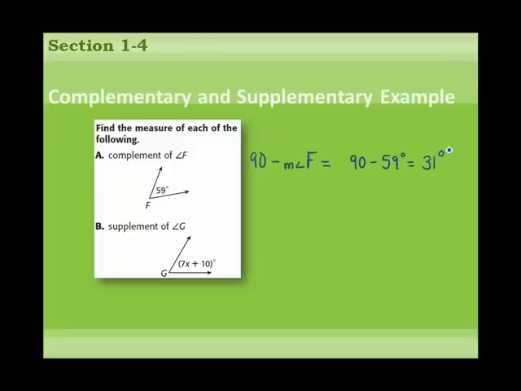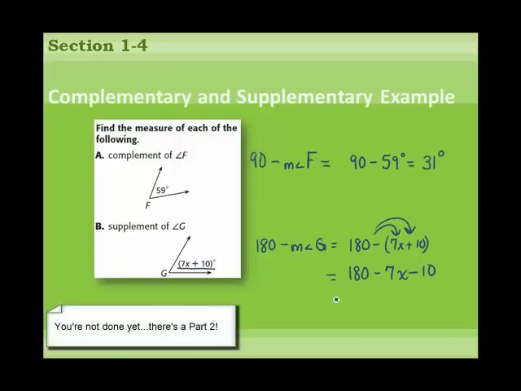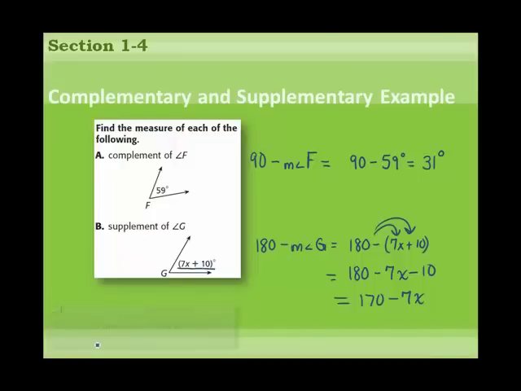If we wanted the supplement of angle G, they didn't give us a measure for angle G. They gave us 7x plus 10. So the supplement would be 180 minus the measure of angle G, which would be 180 minus this 7x plus 10, and we actually end up with an expression. 180 minus 7x, if we distribute our minus sign, minus 10, so we end up with 170 minus 7x. And that is actually the supplement of angle G.